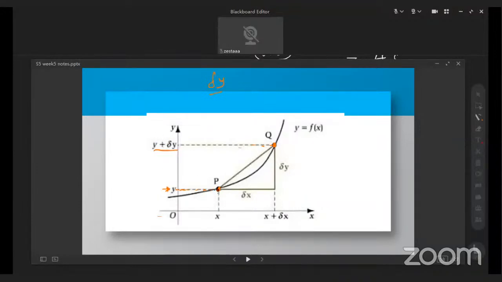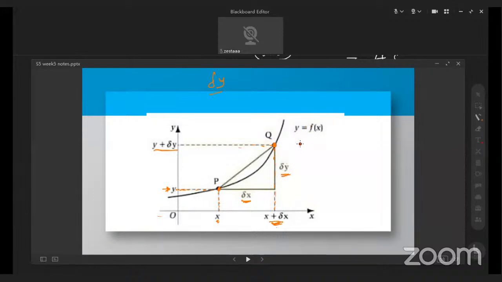Now, at P, we have the original point of X. And at Q, we have the change in what? Our change in X. Meaning here we have our sigma X, or the change in X, which we have from here to here, while from here up to here is our change in Y.